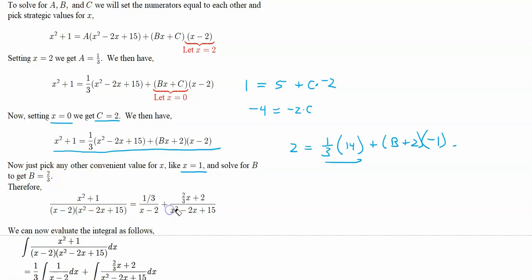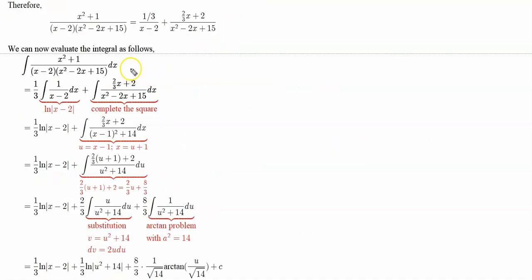Now down here we have our two integrals set up that we have to evaluate. So we have this one, the first one, right here. Now that's easy. 1/3 natural log absolute value x minus 2. No problem. Now this one right here, what we're going to have to do is complete the square on the denominator. Okay, now if you complete the square, you're going to get this down here. X minus 1 squared plus 14.